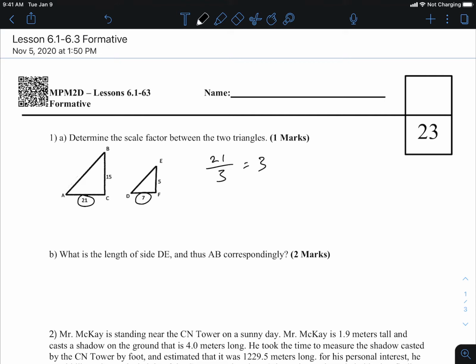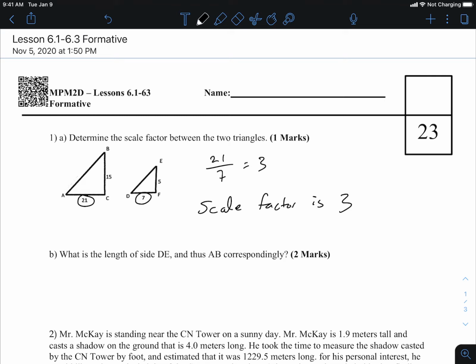You're going to divide them. That's equal to 3. So the scale factor is 3. Okay, sorry. It's 3 or what, Nora? Good point. Sorry. You're right. 7, sorry. So that's 3.